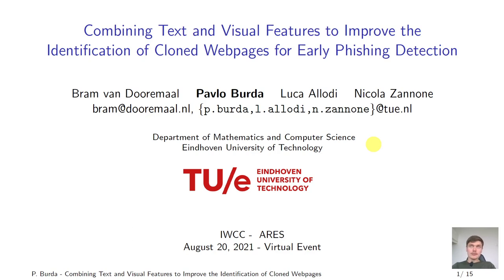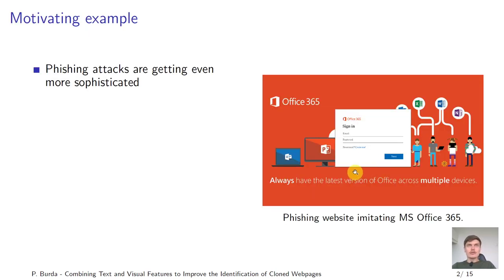And today I'm going to talk about our work on improvement of early phishing detection methods by means of textual and visual features. So jumping straight into an example, here we have a phishing attempt that tries to imitate Microsoft Office services. And I'm trying to convince you that these attempts are getting even more sophisticated than, for example, only the spear phishing ones.